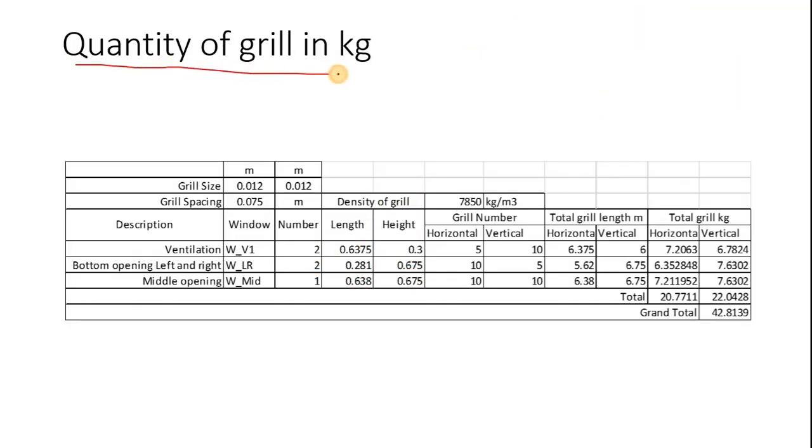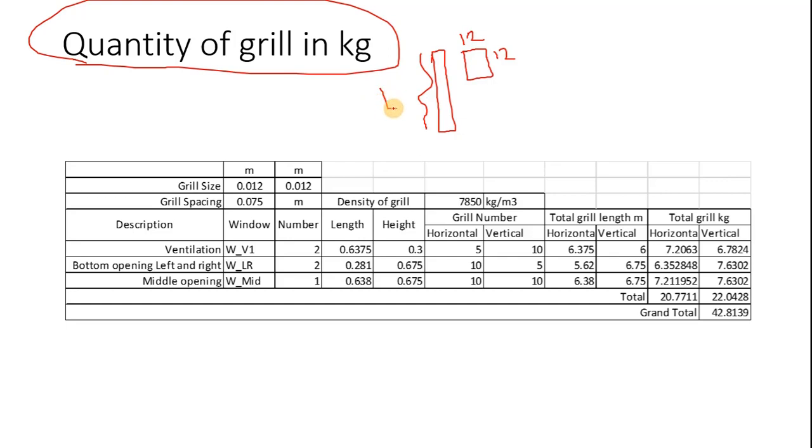We need to find the quantity of grill in kg. Assume the size of the grill. This is the front face and this is the top view. So it is 12 mm by 12 mm and the length we will calculate. For one such grill we already know the length and height. Be it the horizontal grill or the vertical grill, we will have the same square grill in all of them, so it will be 12 mm by 12 mm.